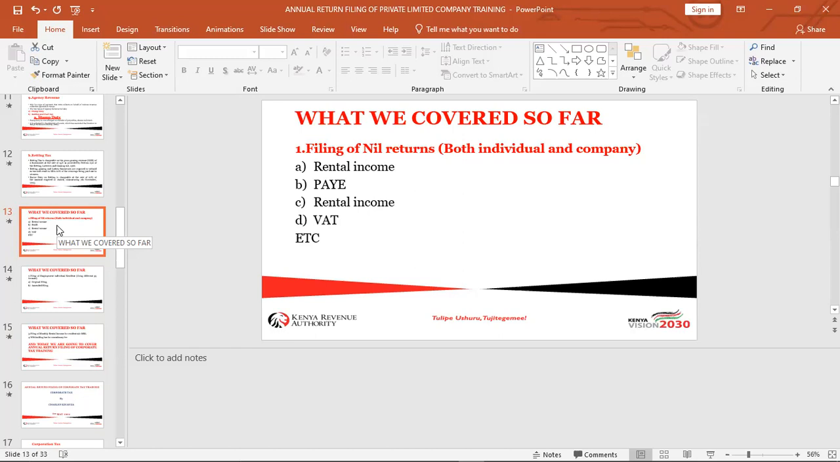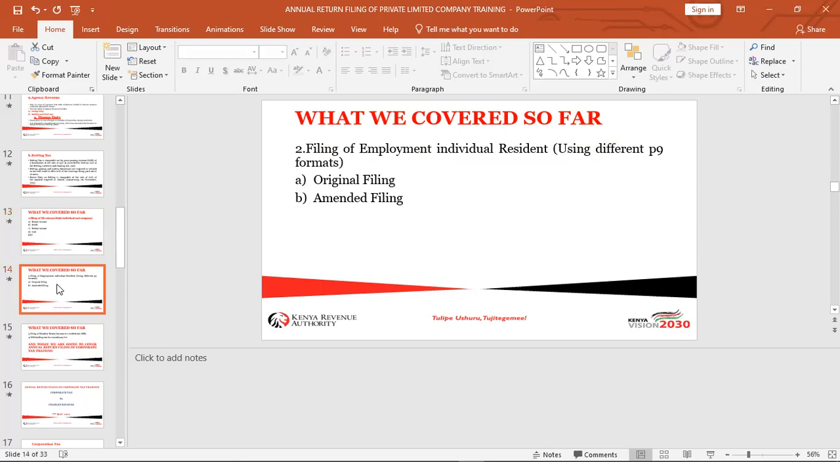Have we covered filing of nil return, or it was another class? Who can remember? I think nil we did. We did, but for individual. Yeah, individual. Oh, okay. So for individual, you are very much comfortable with it. Then today, I will just show you how you deal with the nil return for VAT, rental income, and also PAYE for the company. Okay. Then we are very comfortable filing now employment individual residence, using different P9 forms. For now, is there anyone who cannot be able to file the original or the amended one?